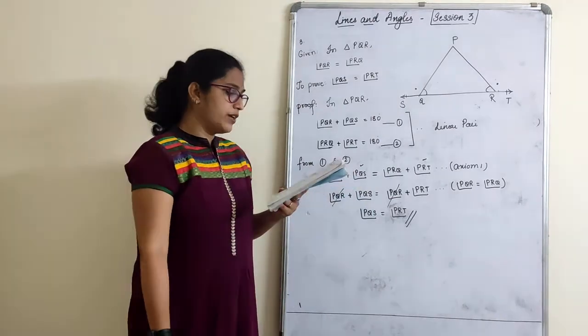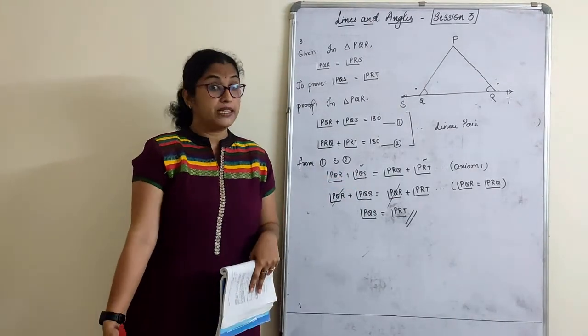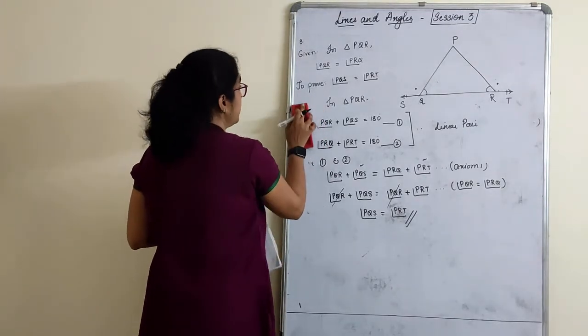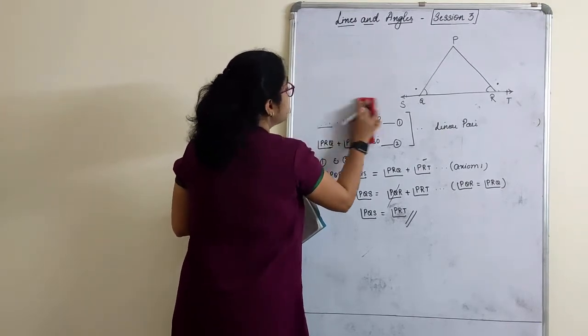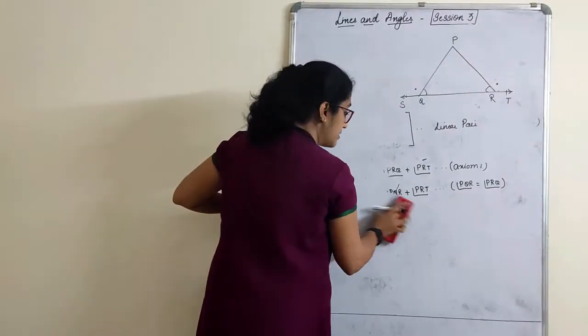The next one is also a rider: we have to prove that AOB is a straight line. So what do you mean by a straight line? A straight line is nothing but a straight angle, which is equal to 180. That means if you prove angle AOB is equal to 180, it is understood that AOB is a straight angle.